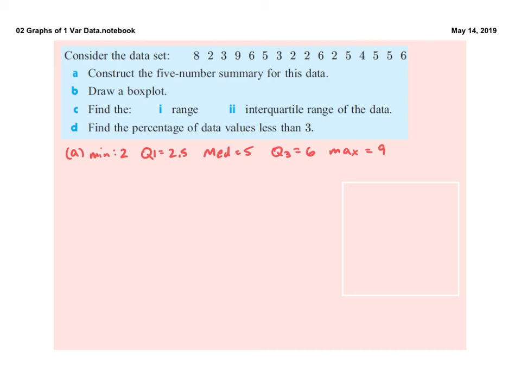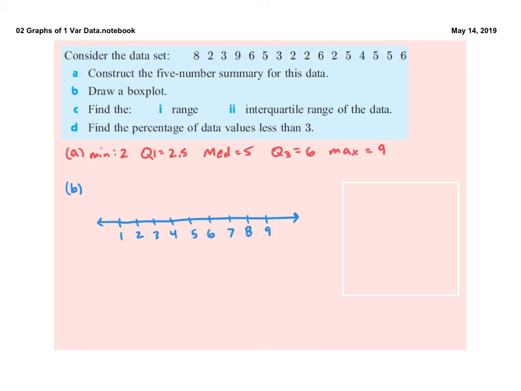Okay, so for part B, we're going to go ahead and do a box plot. With a box plot, you start with a number line, and the box sort of hovers above the number line. So this number line, I'm just going to mark off 1, 2, 3, 4, 5, 6, 7, 8, and 9 like that. And I'll put in the rest of the numbers really quickly.